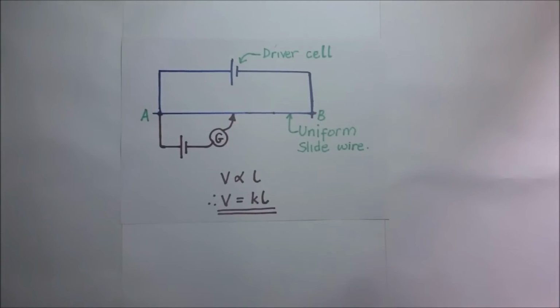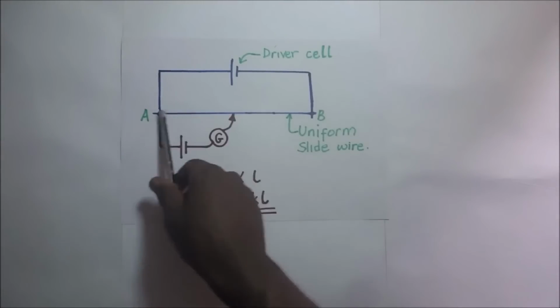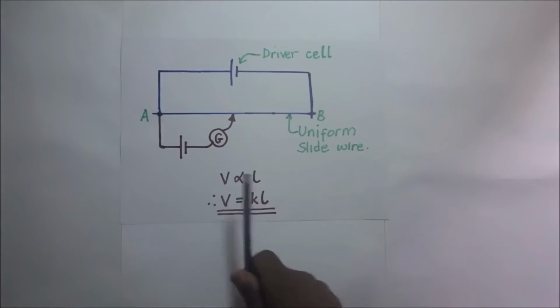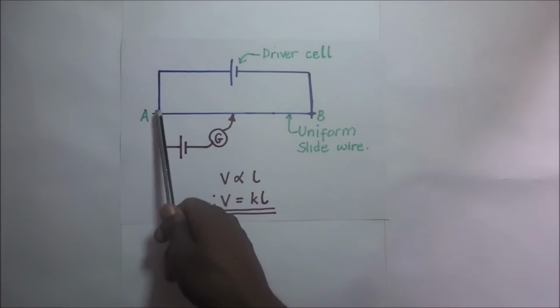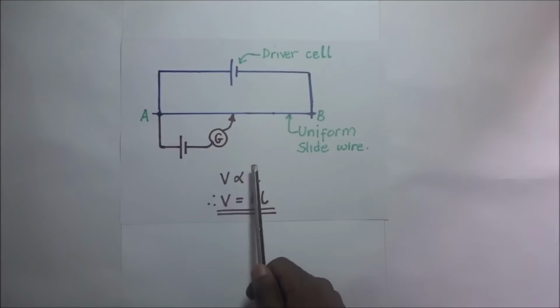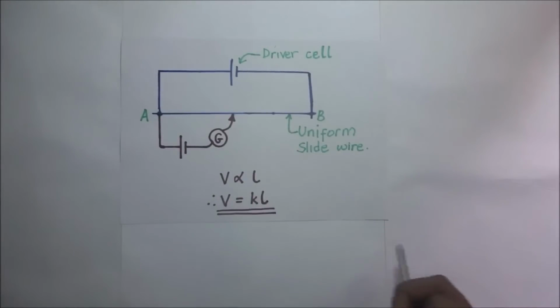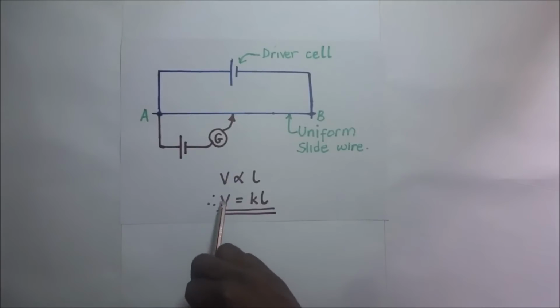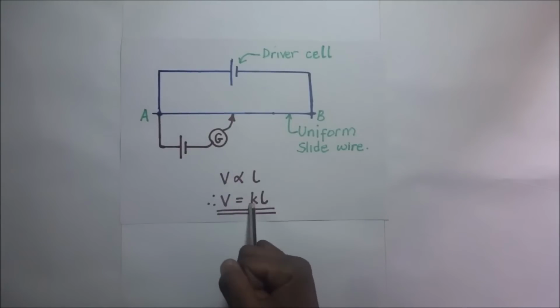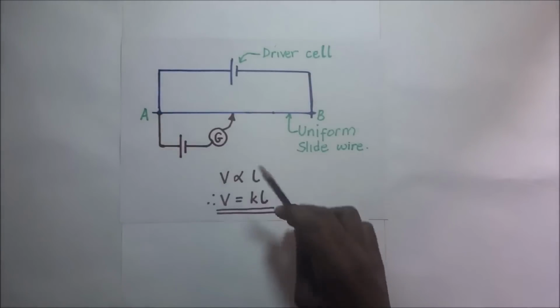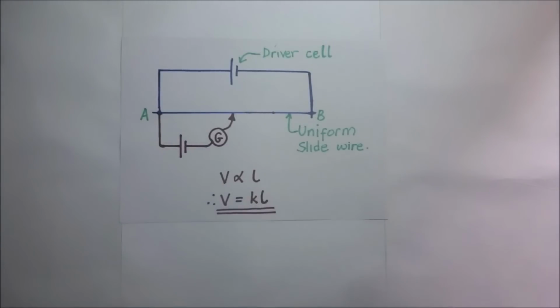This therefore means that the driver cell applies a constant PD per centimeter across the length of the wire. Now since the potential difference across the length of the wire is directly proportional to the length, we can easily get the potential difference across a portion of the wire from this expression, V is equal to KL, where the value of K simply stands for the PD per unit length of that wire. In this case, if the wire length is in centimeters, this is the PD per centimeter of the wire.